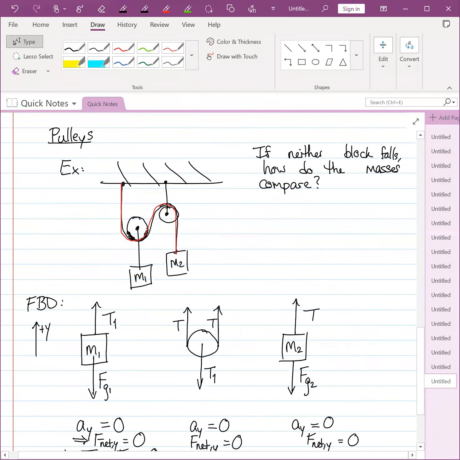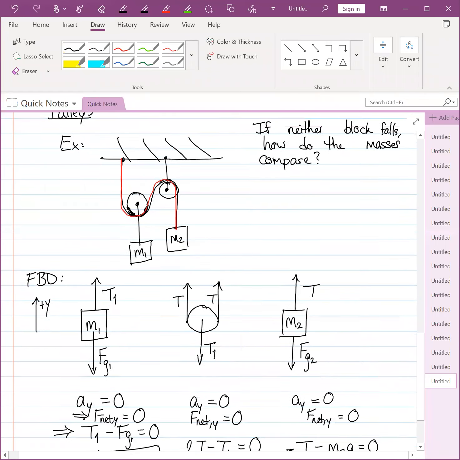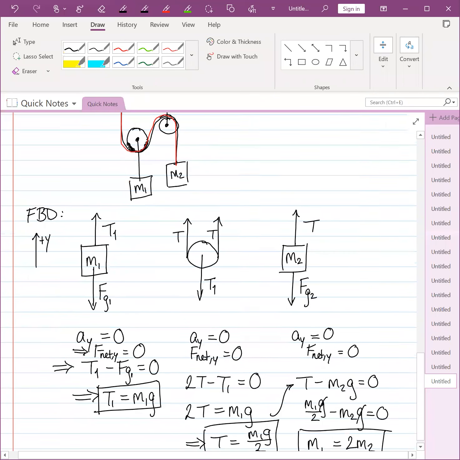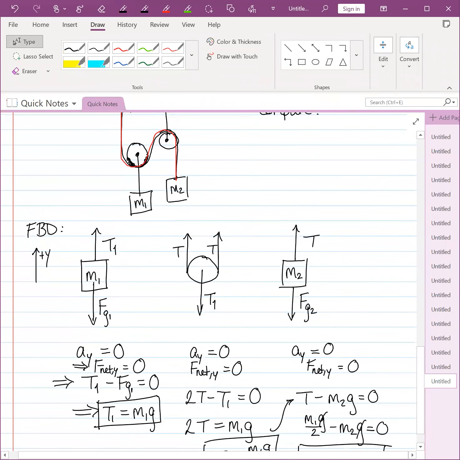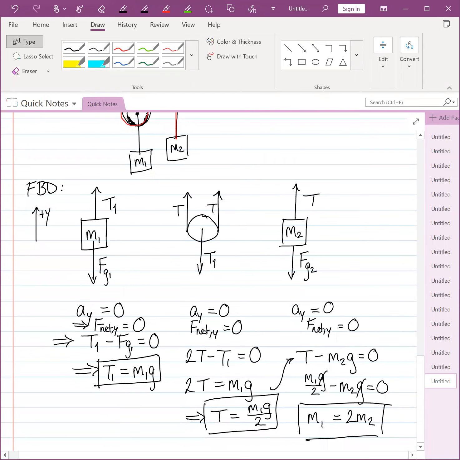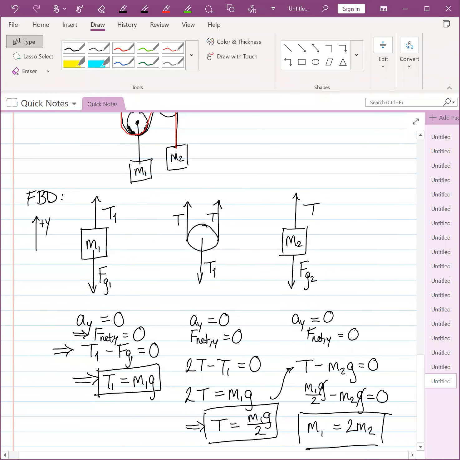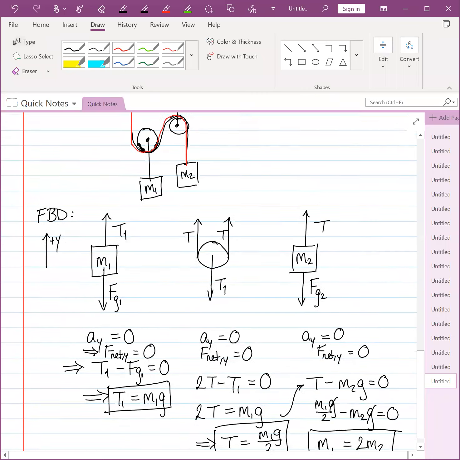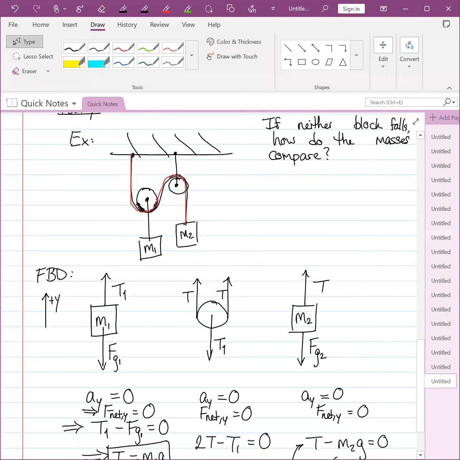And in fact, that's the relationship that we wanted to find. We wanted to find how do the masses of the blocks compare? And so what we find is that in order for them to not move, you have to have that M1 is twice as heavy as M2, has twice as much mass. And the reason for that is because you're basically leveraging the fact that the rope goes around the pulley twice rather than just being attached once. And that's why when M2 goes down, M1 goes up, but it'll only go up half as much.